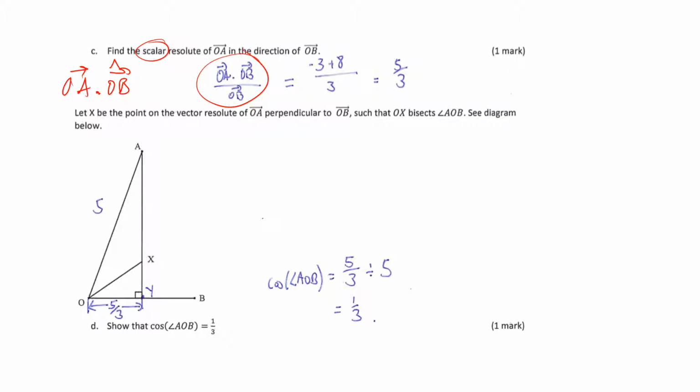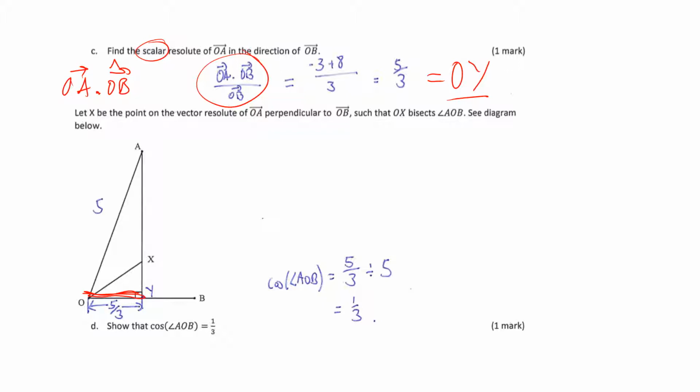What does that mean in terms of the situation? Now here's a helpful diagram. OA of length 5, OB of length 3. That scalar resolute is simply that length there. That is the length OY, as you can see in the diagram. Please understand what you're getting with these vector resolutes.